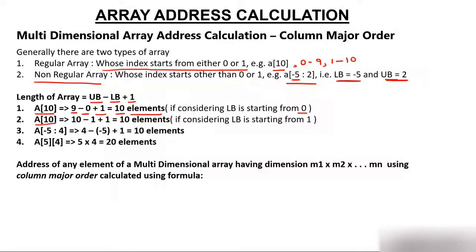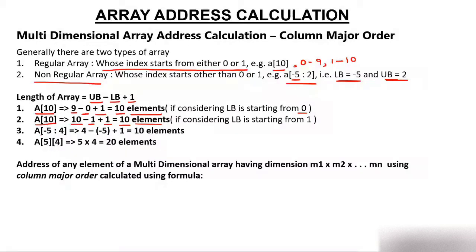If you use A[10] having index 1 as the lower bound, then the upper bound will be 10. 10 minus 1, upper bound minus lower bound plus 1, again you are getting 10 elements. So it's 100% the same. Either you start from 1 or you start from 0, you get the same number of elements.